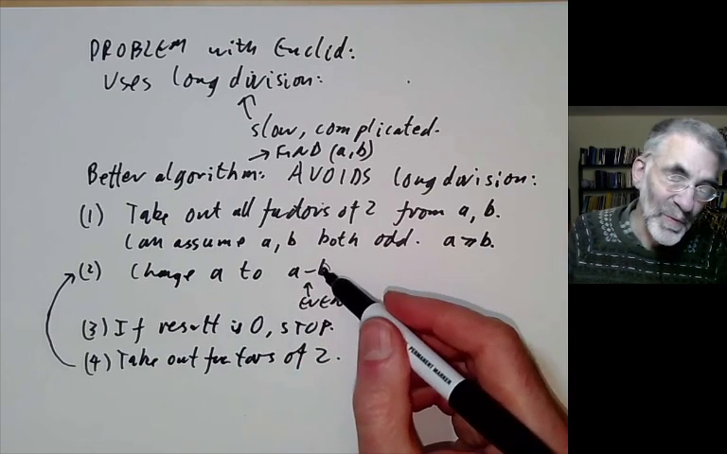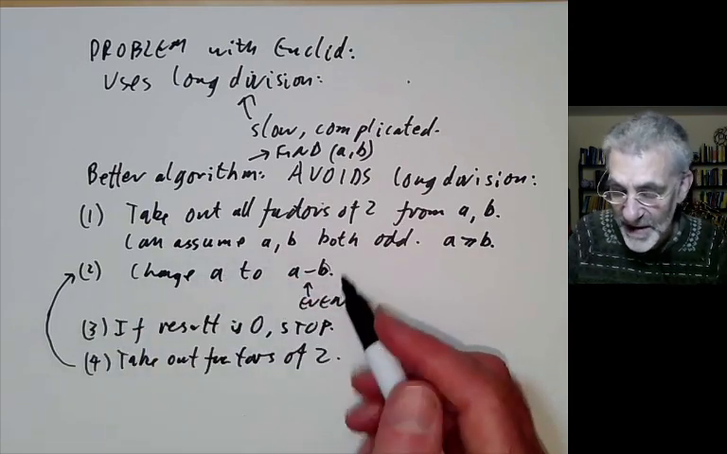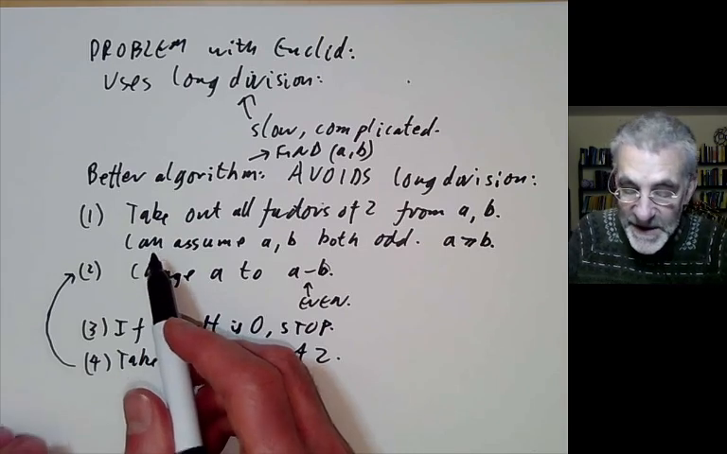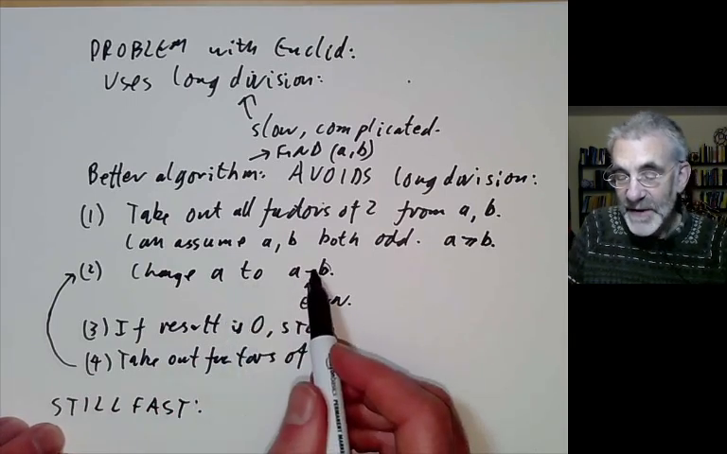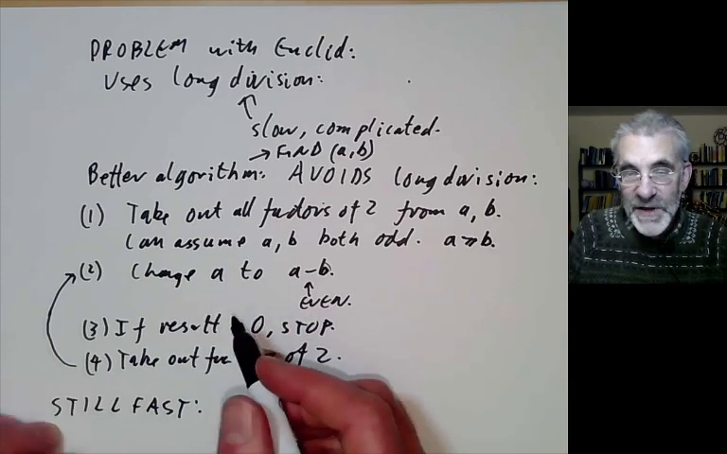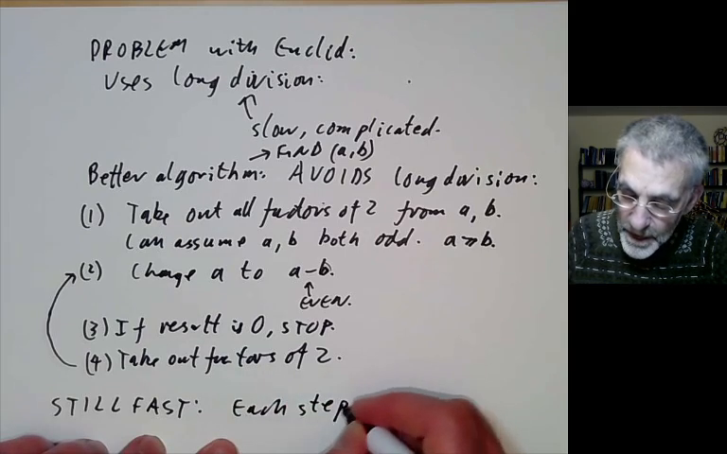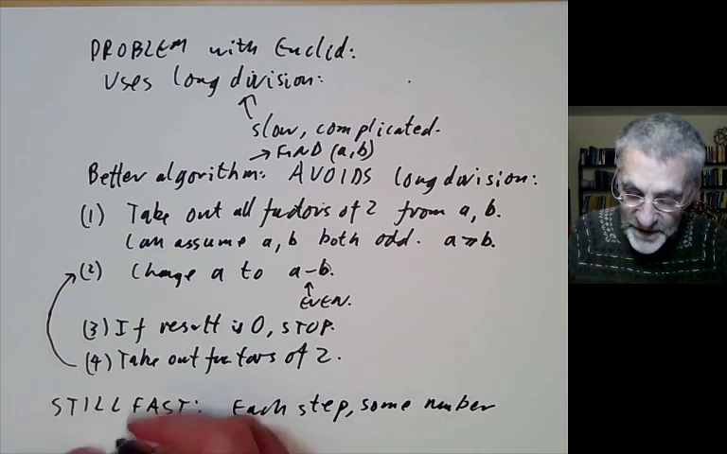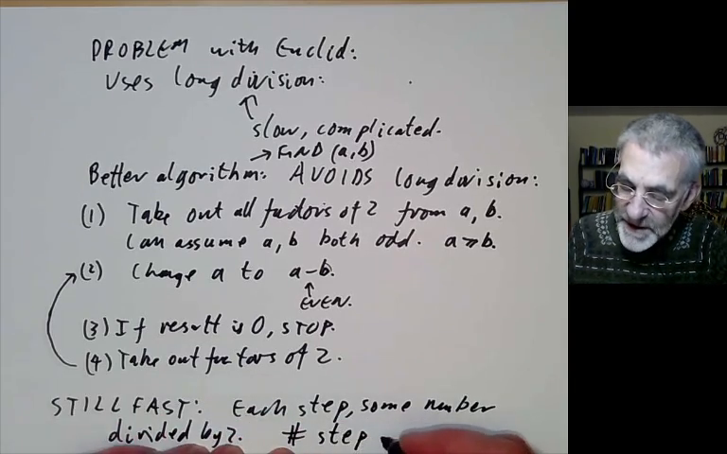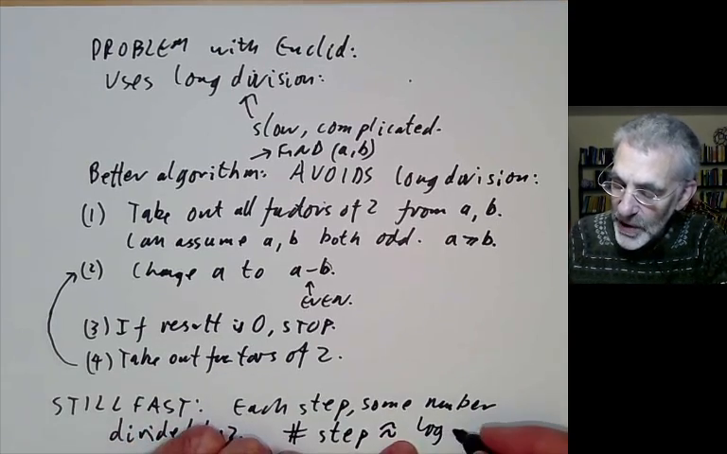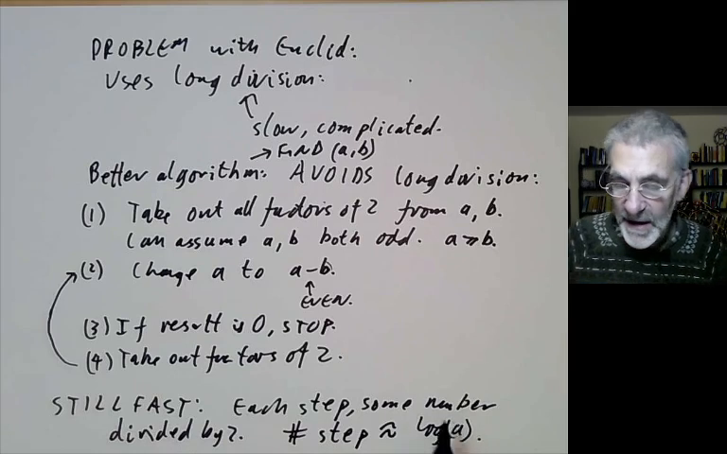In fact, one method of doing long division is to repeatedly do this subtraction and division by two. So in some sense, we're doing long division by hand in here. Now you can see that this is still fast. This is because every step you must divide one of these numbers by two or possibly four or eight or something. Each step, some number is divided by two. So the number of steps is going to be some constant times log of these numbers. So it takes about the same number of steps as Euclid's algorithm. They're both some constant times the logarithm of these numbers.